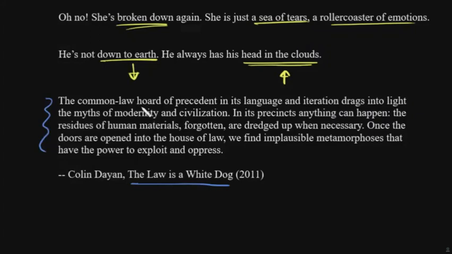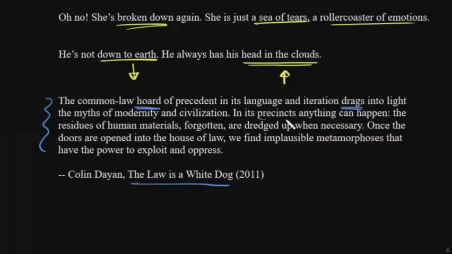Here we have the common law hoard of precedent, and I think of a hoard as something like a hoard of treasure, right? That Smaug, the dragon, maybe is protecting. Then we have a bunch of jargon in its language and iteration. Iteration just means repetition. Drags into light the myths of modernity. I'm not sure how you literally drag a myth. A myth is sort of a concept. It's a story. It's not something you can really drag. But the other question is, how does a hoard drag anything? You can drag a hoard, but a hoard doesn't drag, right?